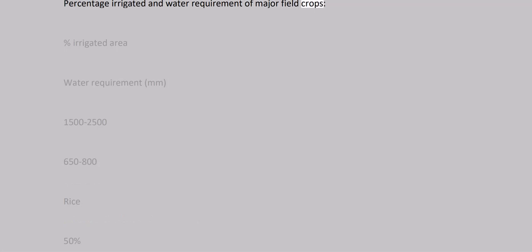Percentage irrigated area and water requirement of major field crops. Percent irrigated area and water requirement in millimeters: rice 50%, 1500 to 2500; oilseeds 25%, 650 to 800; pulses 10%, 500 to 700; 450 to 700. Measurement of irrigation water.